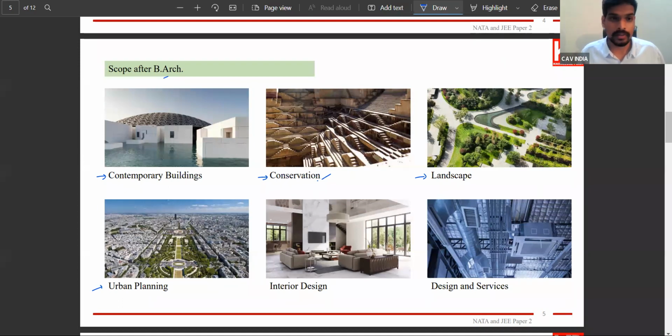But if you do B.Plan, you cannot get a registration as an architect and you will miss out on all these specializations. I'm not pushing you towards B.Arch, but if you're not 100% sure that you're interested in urban planning, I would say B.Arch would be a better option at +2 level, because even after B.Arch, you will still have an option to switch towards urban planning. That will not be an option if you do your B.Plan.